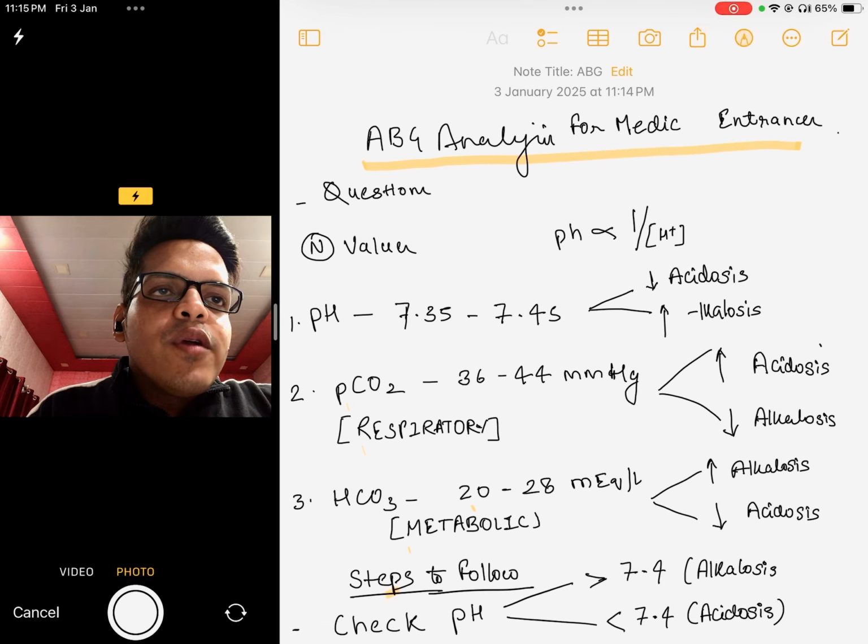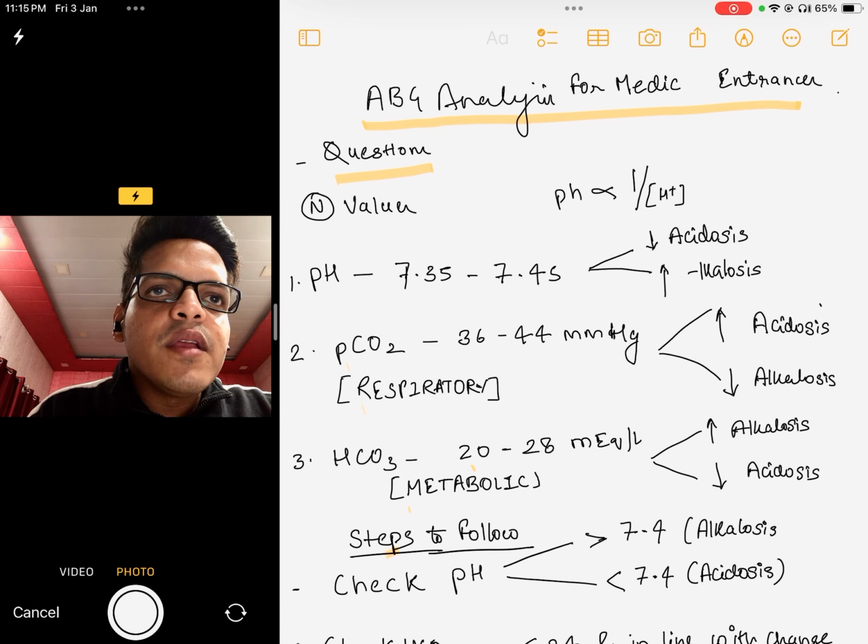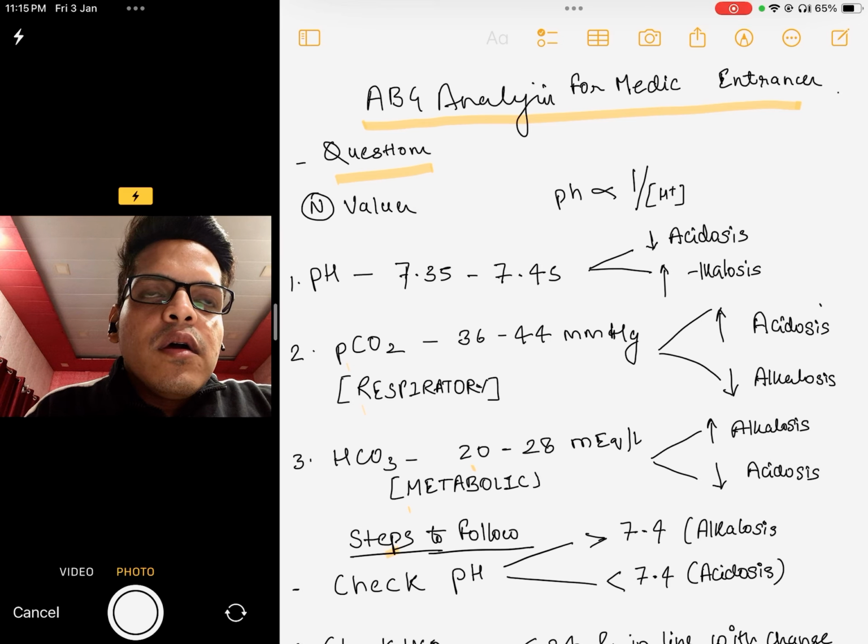So you get around two questions in INI-SET and one question in NEET PG or FMGE, and you may not get it in each exam, but there are high chances that you get it in alternate exams.